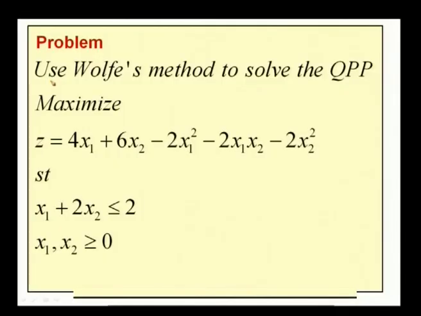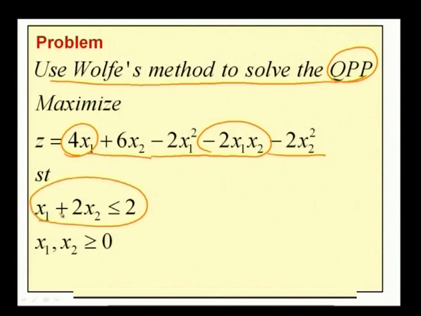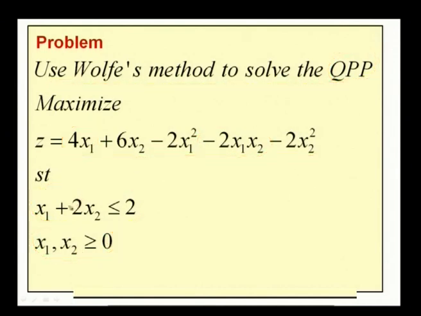The problem is to use Wolfe's method to solve the given quadratic programming problem, which maximizes z equal to 4x1 plus 6x2 minus 2x1 squared minus 2x1x2 minus 2x2 squared, subject to the constraints x1 plus 2x2 less than or equal to 2, and of course the non-negative constraints x1, x2 greater than or equal to 0. So, the given problem involves two decision variables with a constraint and a non-negative restriction.